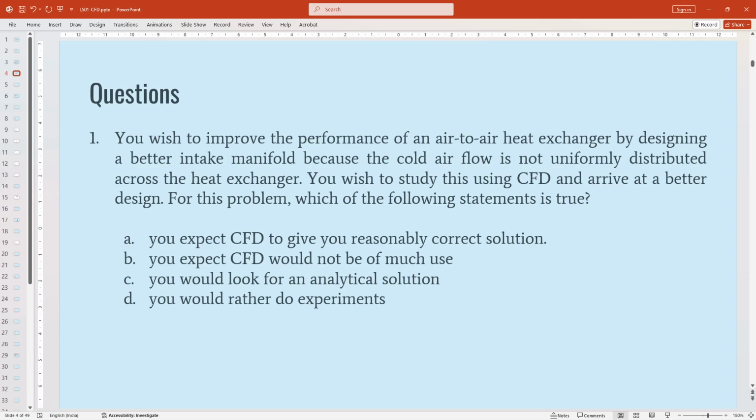So you want to improve the performance of a heat exchanger, and the issue you are facing is that the airflow is not uniformly distributed. So you want to see the distribution of the airflow in the manifold. For that, if you are using CFD, which of the following statements do you expect to be true?